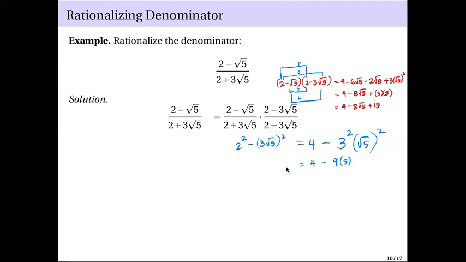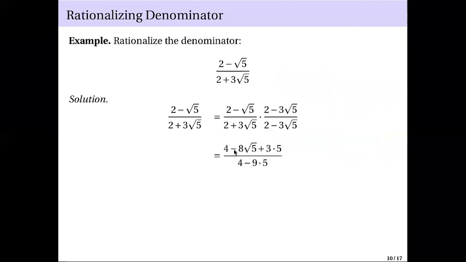So if we do this, we will have this guy here. You have 4 minus 8 square root of 5 plus 3 times 5. 3 times 5 here, it's 15. In here, you have 4 minus 9 times 5, and 9 times 5 here, that's 45. So we simplify this. 4 plus 15, that's 19. And of course, we still have 8 square root of 5. So we have minus there. So you have this. And for the denominator, you have 4 minus 45. That's equal to minus 41.